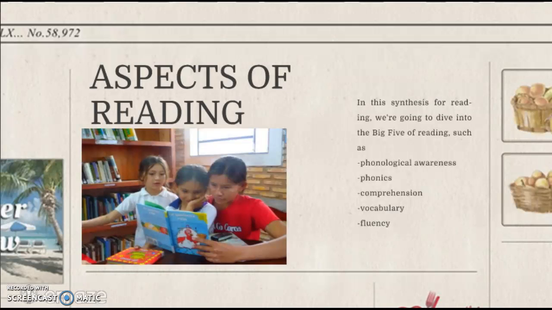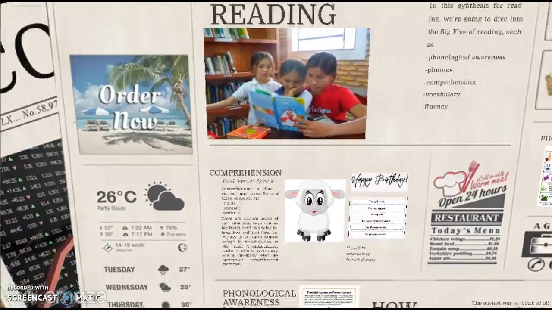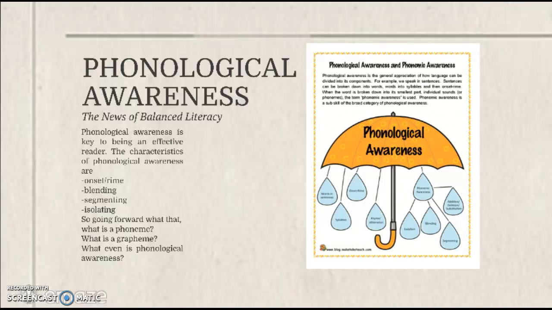In this synthesis for reading, we're going to dive into the big five of reading, such as phonological awareness, phonics, comprehension, vocabulary, and fluency. So, to get started, we're going to start with phonological awareness. Phonological awareness is the key to being an effective reader.